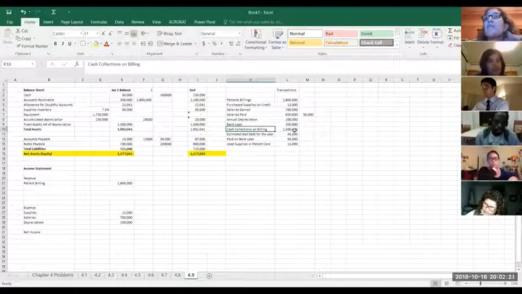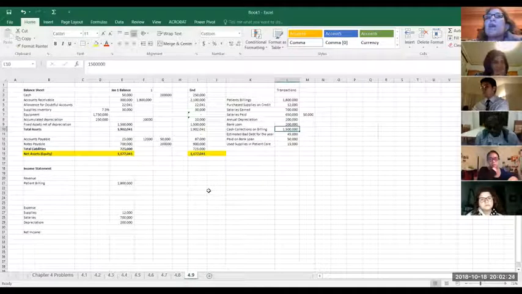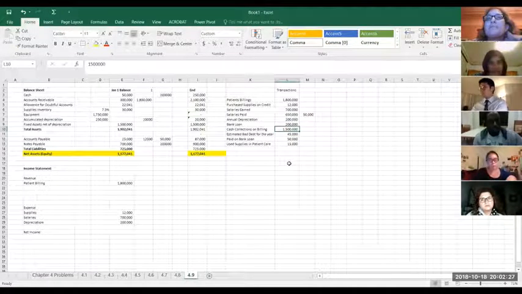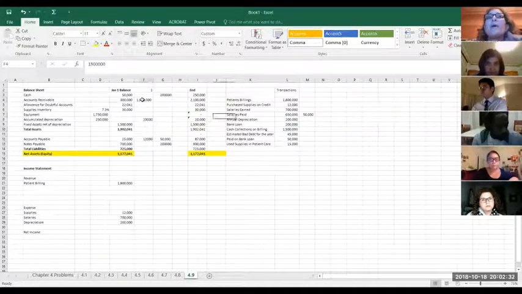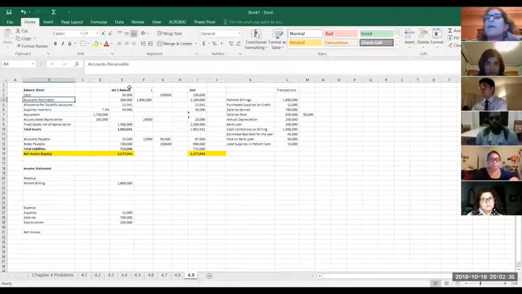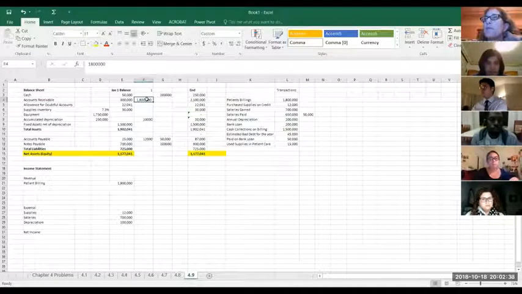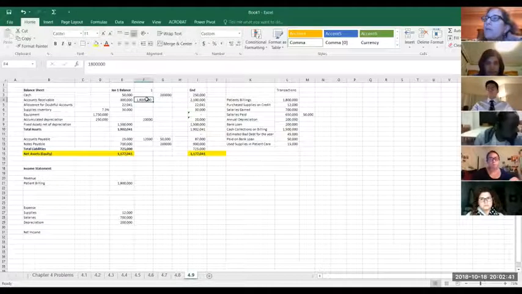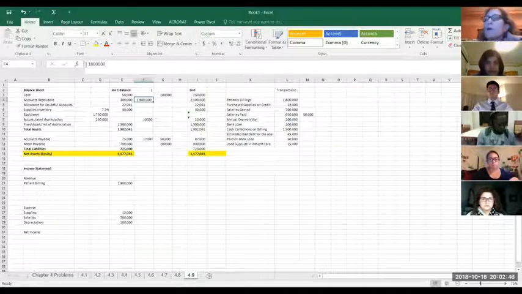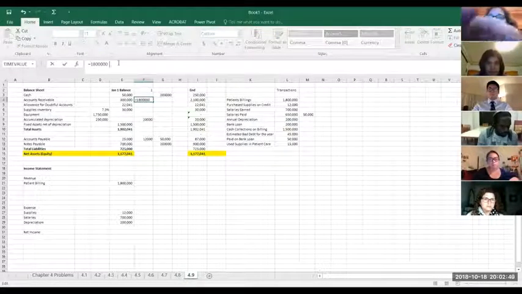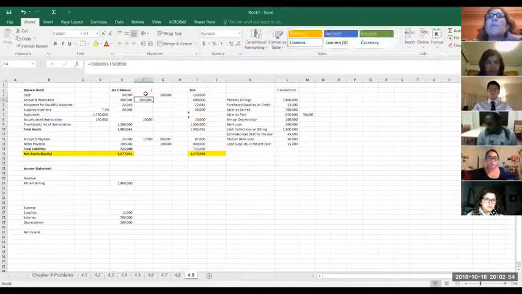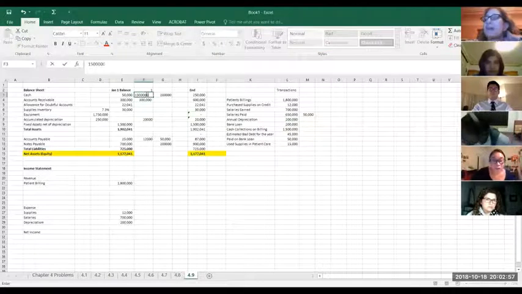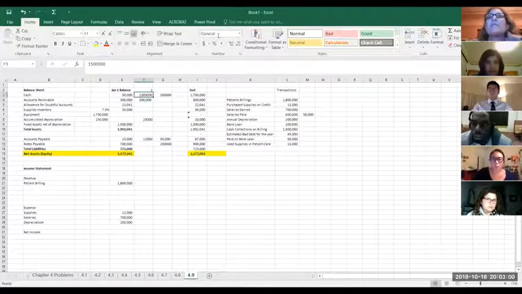Cash collections on billings. So we get $1.5 million now, okay? So what happens there is we had 1.8 million in accounts receivable, right? So we know that people owed us 1.8 million. We just received 1.5 of that, right? So we'll go into our receivables and we'll say, well, these come down now, because we got the cash. But now we're going to put it in our cash account because we got the cash, right? So we have to just offset that.